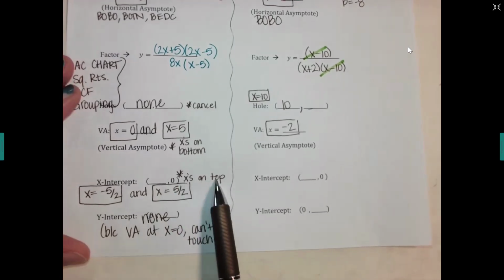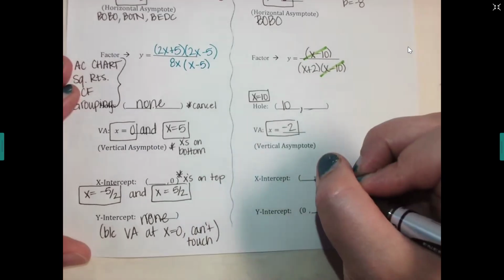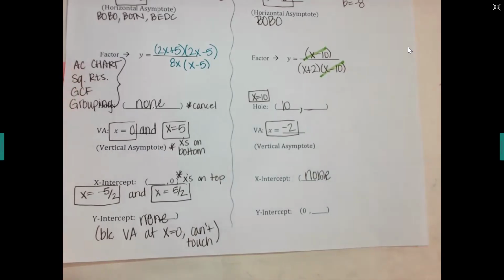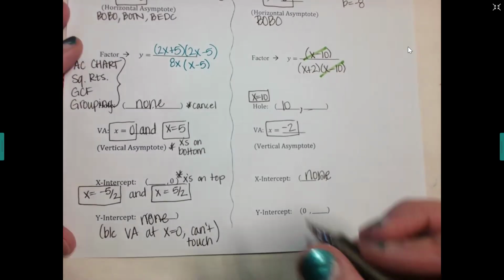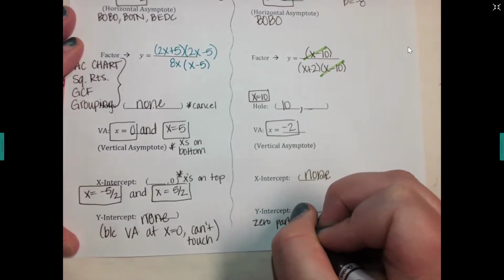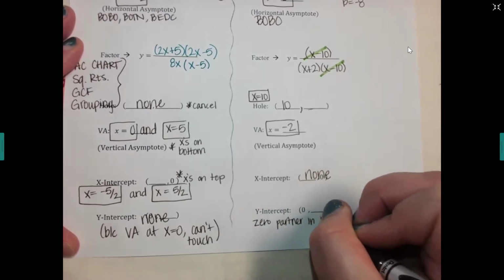X-intercepts come from x's left on the top. Do I have any x's left on the top? That would be none. And then y-intercept is the 0 partner. We'll look that up in the calculator. Okay, and I'm going to write under y-intercept, that's the 0 partner in the table.